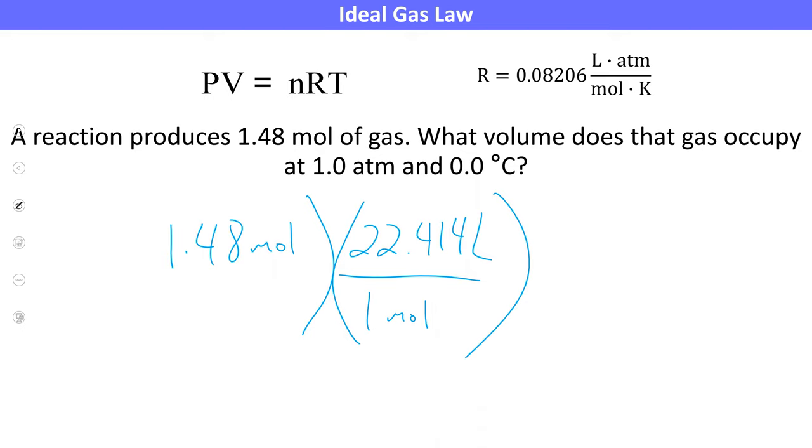Just so you've seen STP, and I believe the problem on the take-home or on the practice test might even say at STP. So you don't have to remember how to do this. You can just use PV equals nRT every time. You still got to have all the right information, but you can save yourself some writing if you know what you're doing.